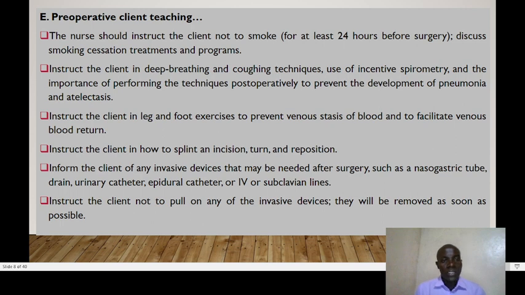The nurse should also instruct the client not to smoke, that is for at least 24 hours before surgery. Okay, we said nil per oral, nothing by mouth. Discuss smoking cessation treatment and programs with the patient.